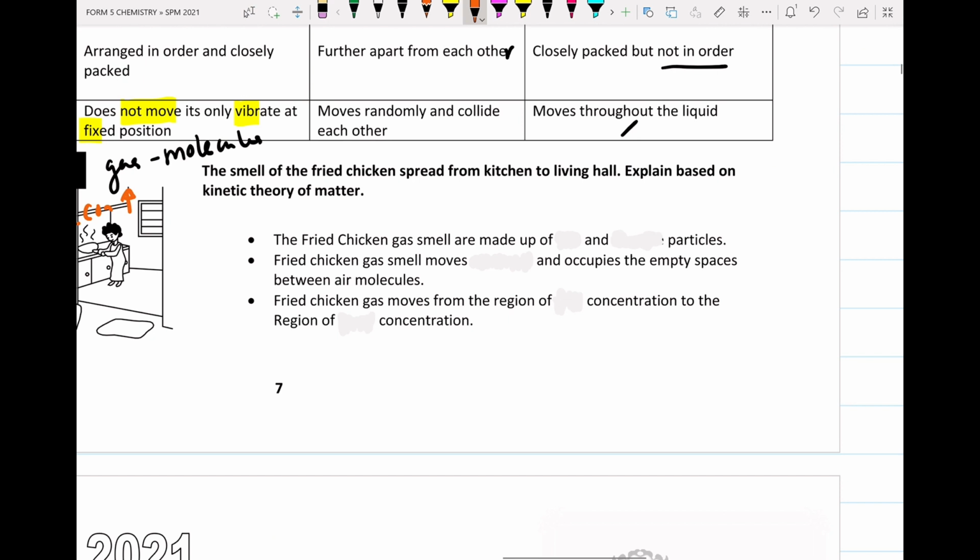So look at the question. The smell of the fried chicken spreads from the kitchen to the living hall. Based on the kinetic theory of matter, explain the process. So how to explain this one? The fried chicken smell is a matter made up of tiny and discrete particles. The fried chicken gas smell exists in gas, so we must put move randomly. They move randomly and occupy the empty space between the air molecules. The fried chicken gas moves from the region of high concentration to the region of lower concentration. That's how we explain the diffusion process.